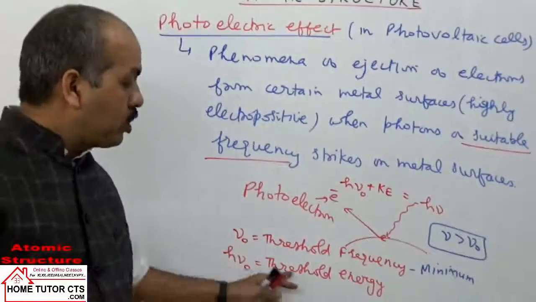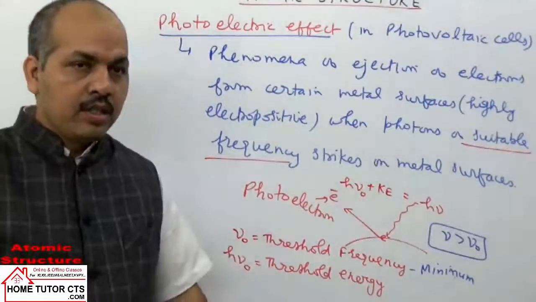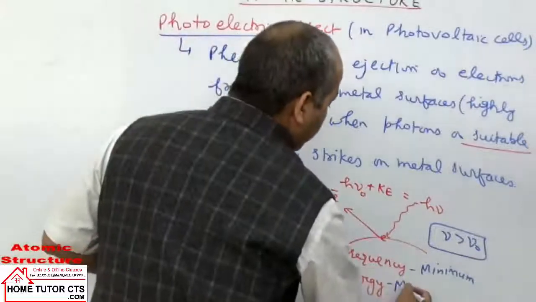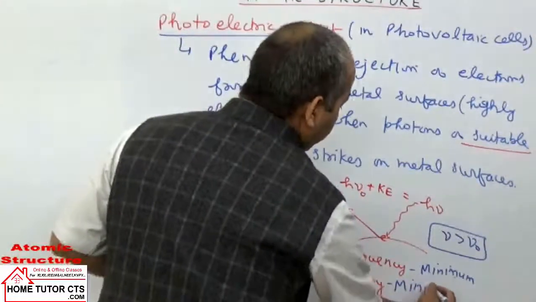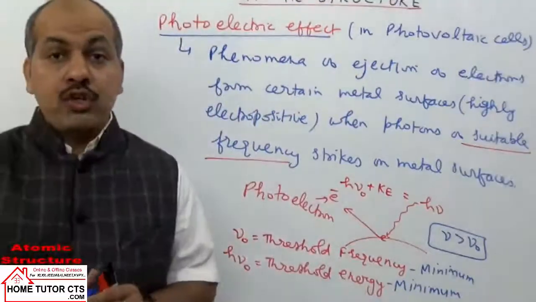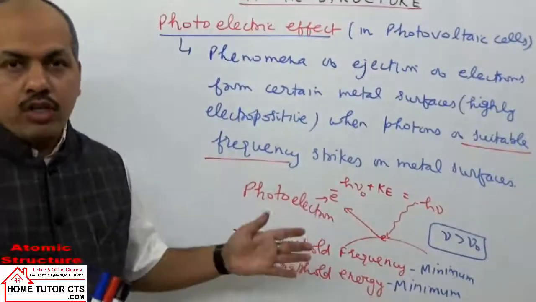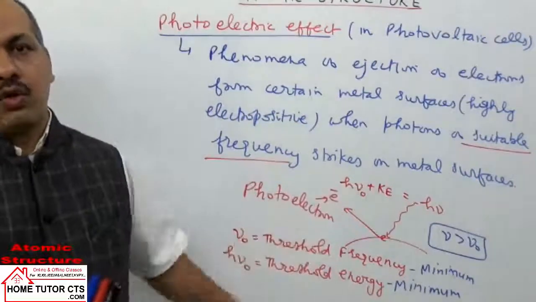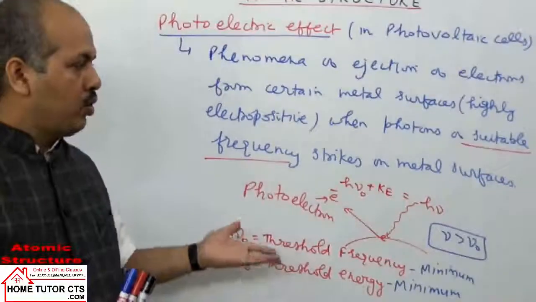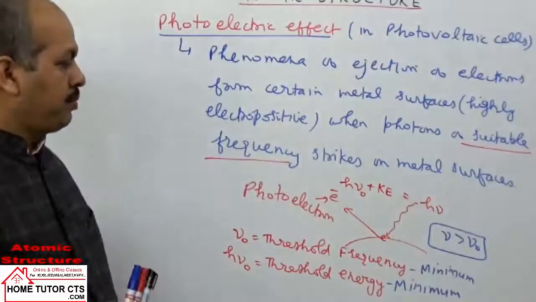Then how do we define threshold energy? You can also write the definition of threshold energy. It is the minimum energy that a photon should have to cause the ejection of photoelectron, or to show this effect, the photoelectric effect.